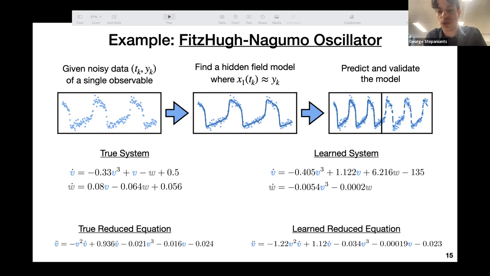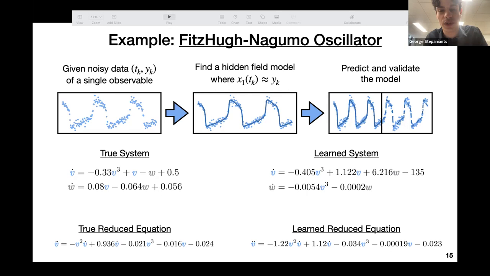So how do we show that what we've learned aligns quite closely with the true FitzHugh-Nagumo oscillator? Well, what you can do is this high school substitution that I talked about at the beginning. You can take w in the first equation for the FitzHugh-Nagumo system, solve for it in terms of v and v dot, and plug it into the second equation for w dot. If you do that, that gives you this true reduced equation that's shown on the bottom left. So this is the true second order dynamics of the v-coordinate of the FitzHugh-Nagumo system.